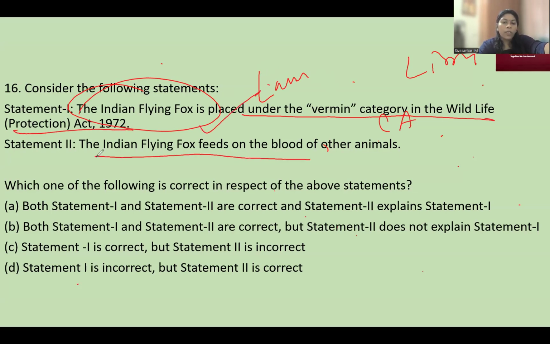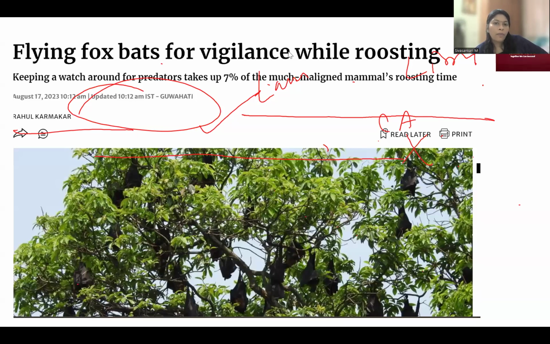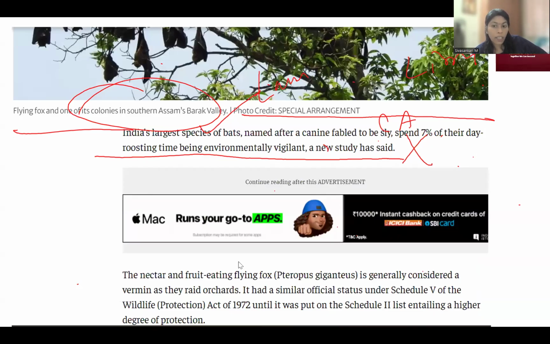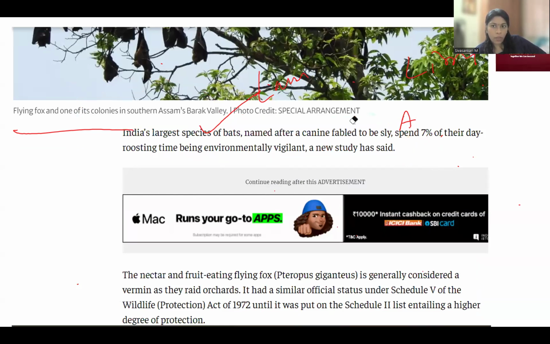Right. Indian flying fox feeds on the blood of other animals. That is wrong. Indian flying fox is a pure vegetarian. It will not suck the blood of other animals, it's not a vampire. So statement 2 is wrong. So I can say that statement 1 is correct, but statement 2 is incorrect. You can see this is news which came about the flying fox in a very popular newspaper. A bat which stays vigilant while roosting. You can see it is in the article. From the article only they took the statements.